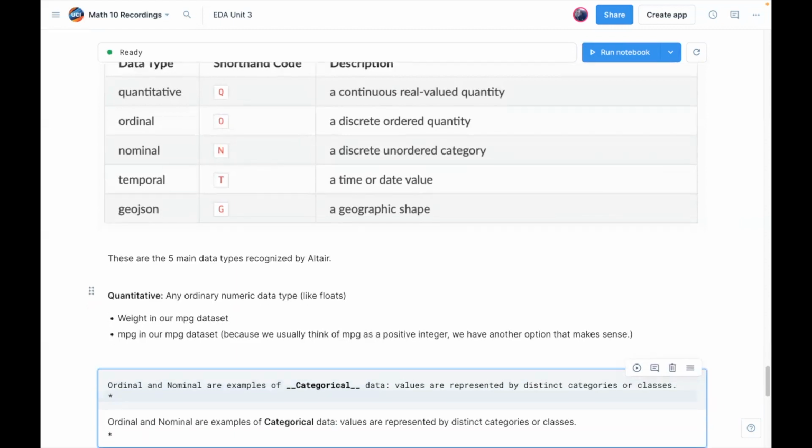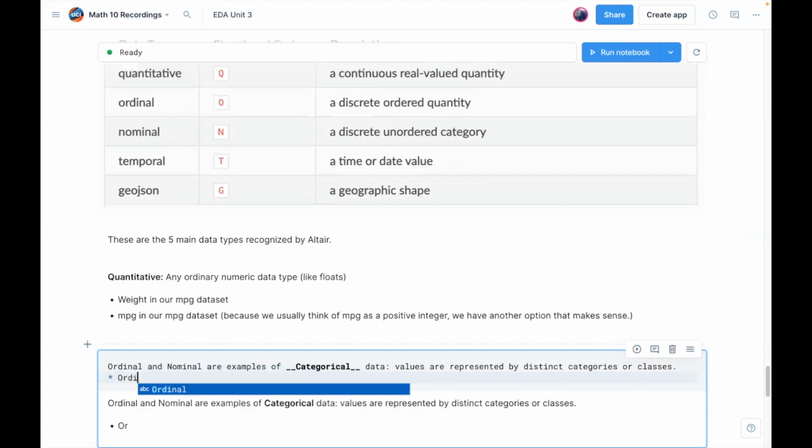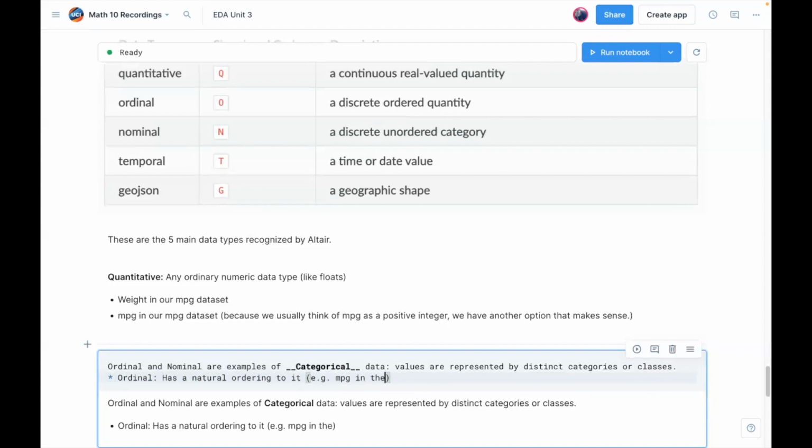For ordinal, as the name suggests, this data type has a natural ordering to it. For example, we could think of miles per gallon, where the values are integers 1, 2, 3, 4, and so on. Hopefully we don't have a car that gets 0 miles per gallon, but we could think of miles per gallon in the MPG dataset this way.